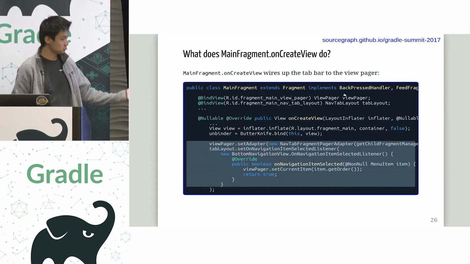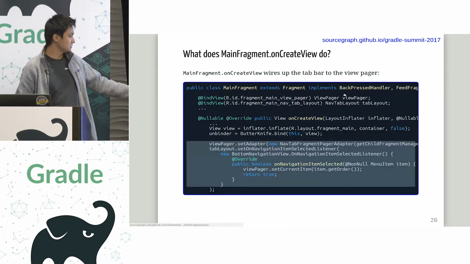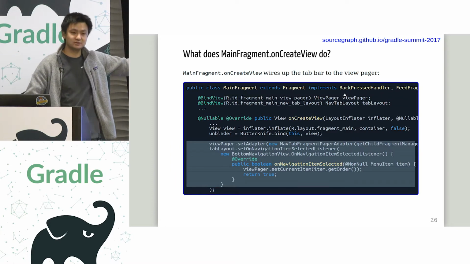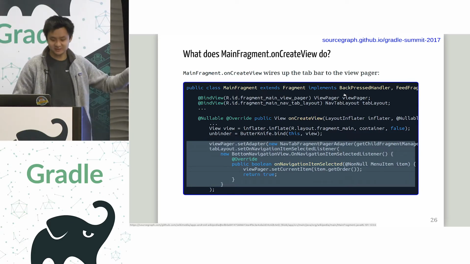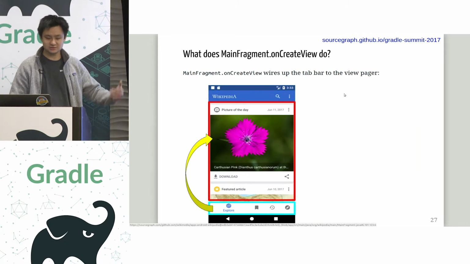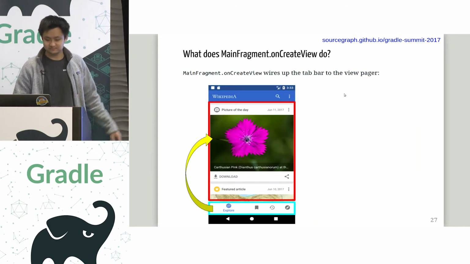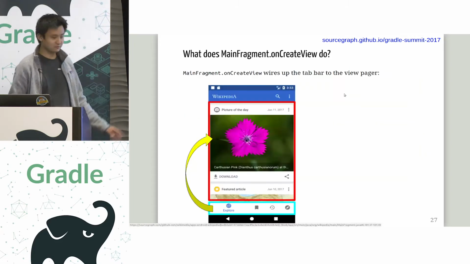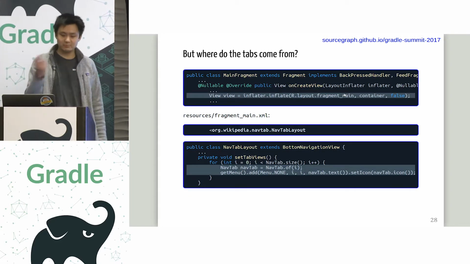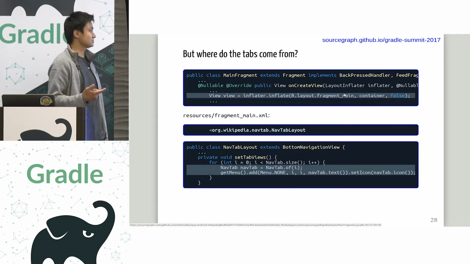And this is the logic that adds the listener to the tab view, so the tab layout. And when a person taps on the correct item, it changes the thing shown in the view pager. So we're still not done yet because we still haven't answered the question of where those tabs come from. So let's hop back to main fragment and look at its initializer again to see what else it's doing.